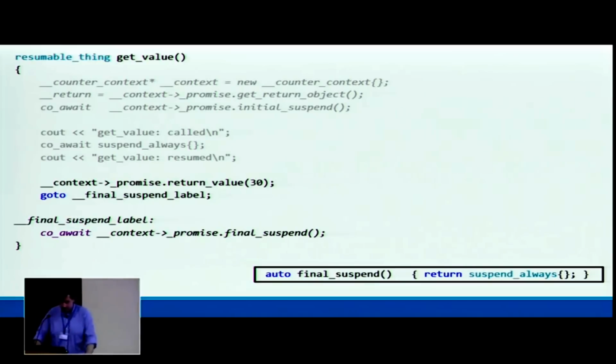Okay, thank you. And I should note these labels are compiler internal. It's not like you can write a go-to final suspend label, though I'm sure none of you here would consider writing go-tos in your code.